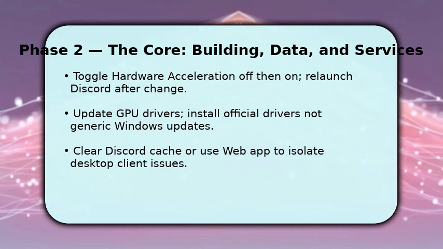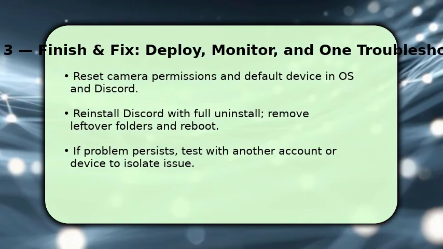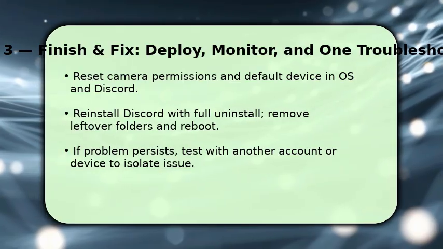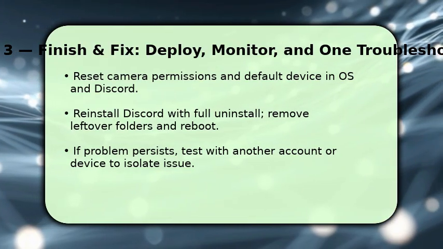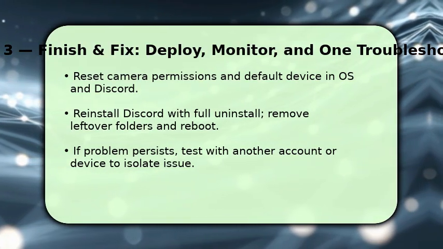You finish by resetting permissions. Revoke and regrant camera and microphone access in your OS, then set the default device in Discord's voice and video panel, because wrong device mapping blocks streams.